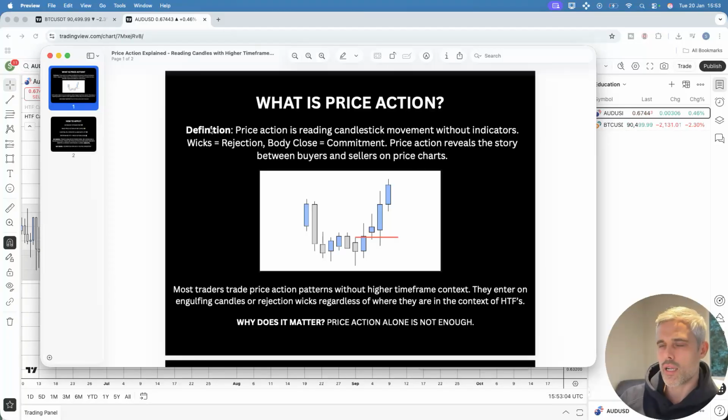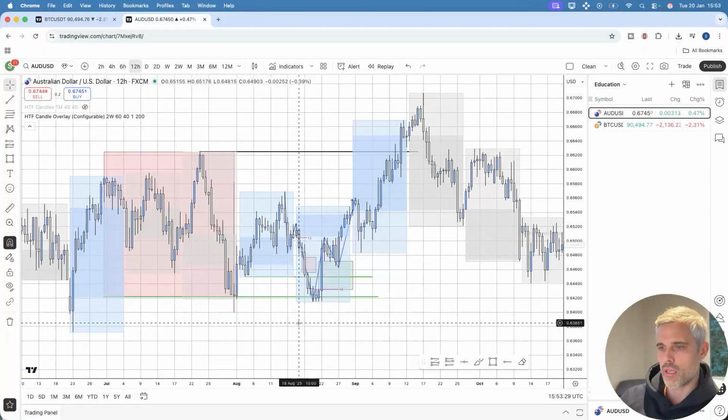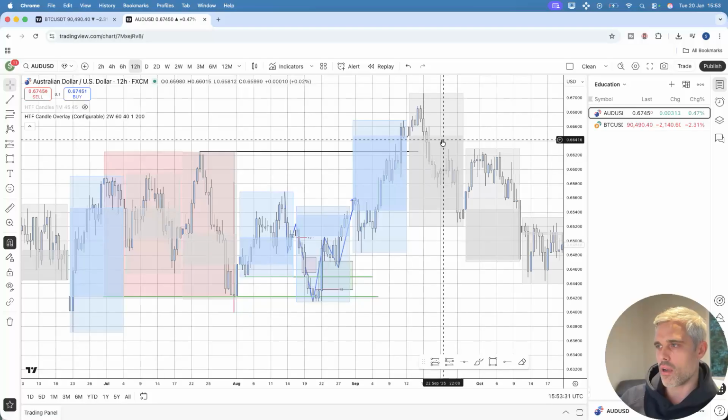And we can look at things like candle wicks and body closes to look at commitment versus rejection of key levels. What most traders do is they just trade price action. They look for fair value gaps, order blocks, breaker blocks, whatever it might be, without higher time frame context. They just enter on these candles or these areas of liquidity and hope for the best. Price action alone is not enough.